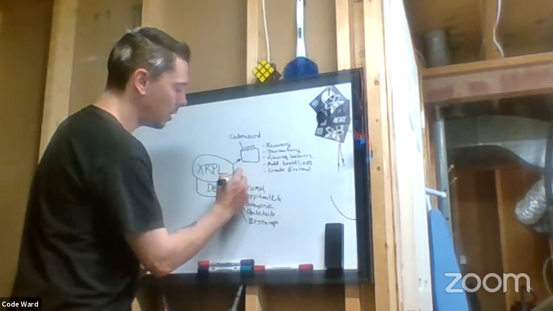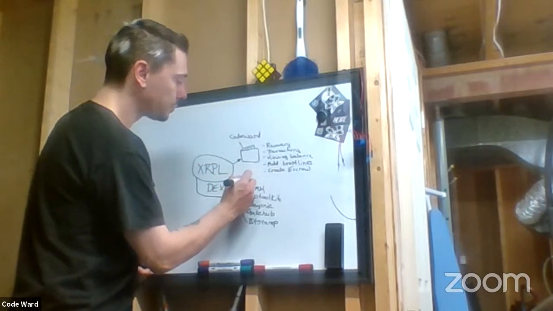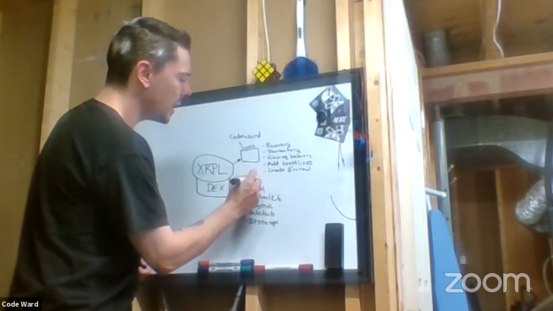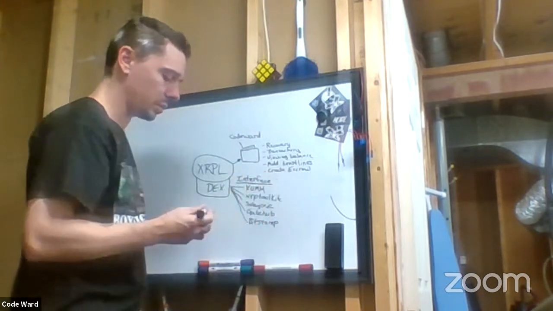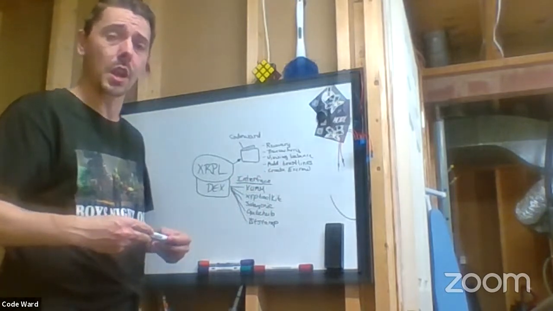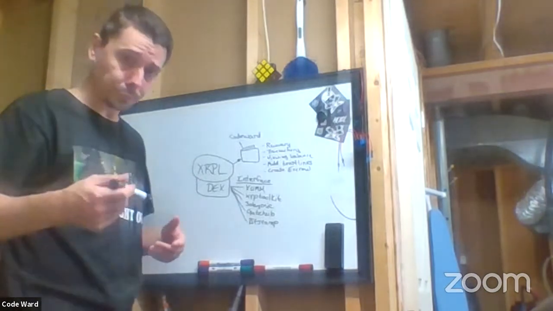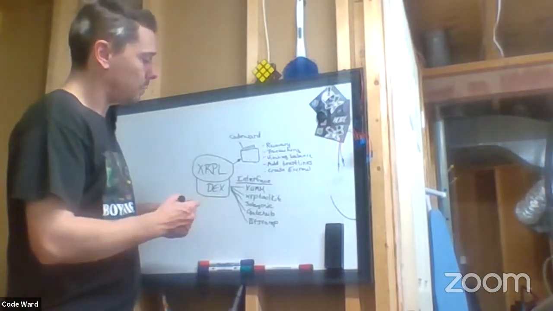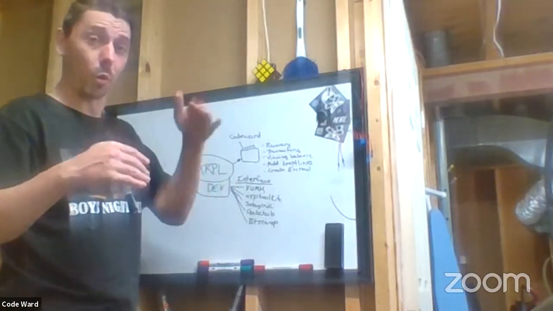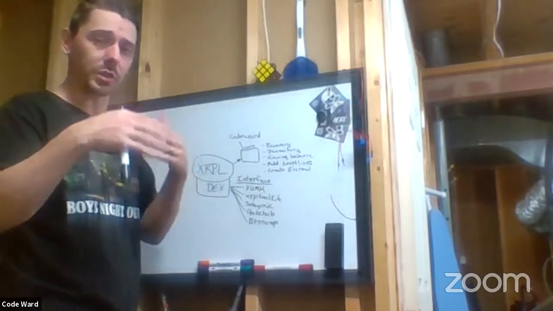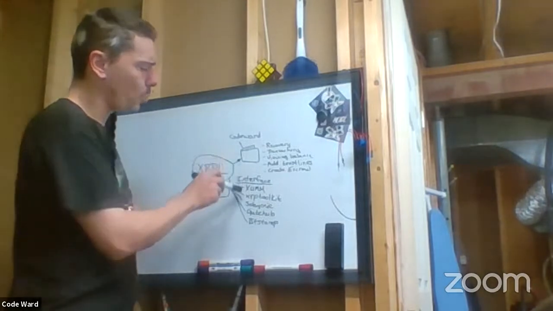So these here are all interfaces to the XRPL and the DEX itself. The difference between a wallet and an interface is that an interface is basically a front-end client that will show you the information, but you can't directly sign transactions and do things like that. Zum is a bit of a one-off: it's a wallet, but it also is an interface, and it works in tandem with itself in that regard. So Zum is a wallet and an interface.